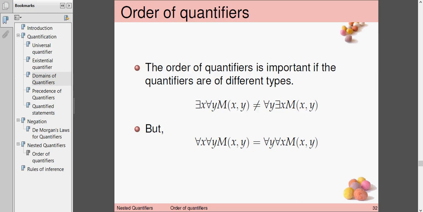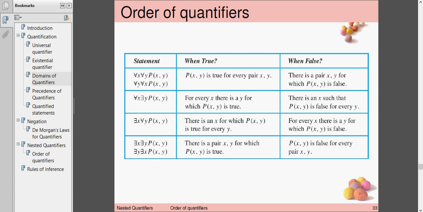The order of quantifiers is important if the quantifiers are of different types. Yes, this is correct. Here, it is important to know which one is first and which one is second, because they are not equivalent or not equal. But here, because both of them are the same, for all X for all Y is the same as for all Y for all X. But here, because exists X for all Y is different from for all Y exists X, there is a difference in meaning. We should be careful when we prove.